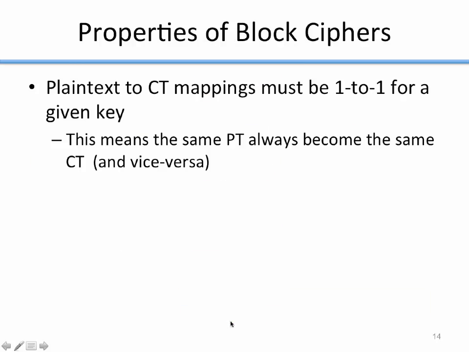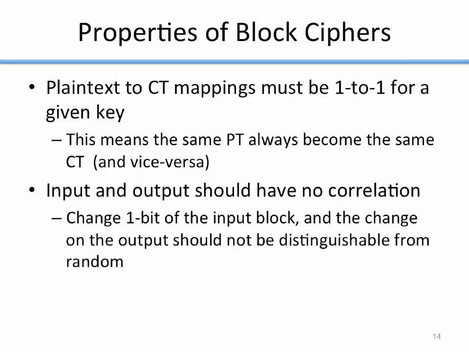Okay, so what are some important properties that block ciphers should have? Well, the plaintext to ciphertext mappings must be one-to-one for a given key. So this means that the same plaintext always becomes the same ciphertext, and vice versa. And this is important because if it wasn't one-to-one, then you couldn't decrypt it. So for example, if you had one plaintext that could become multiple ciphertexts, then going backwards could be troublesome because you would have some other plaintext with no mapping. So they always have to be one-to-one.